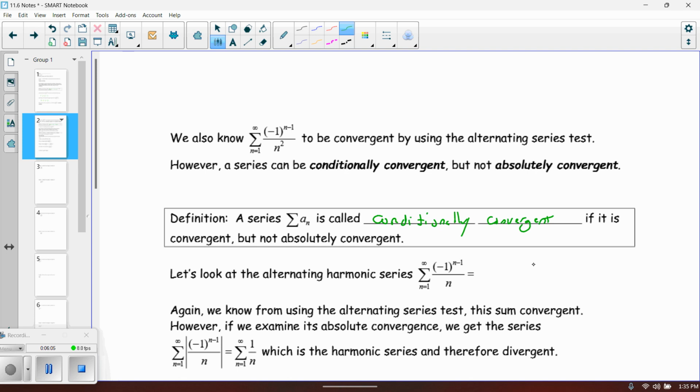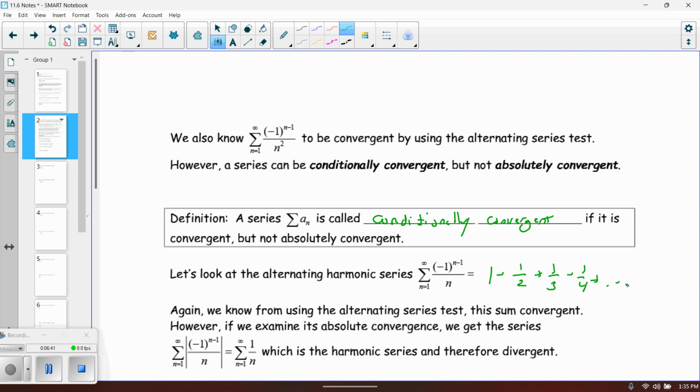Let's look at the alternating harmonic series. The alternating harmonic series is (-1)^(n-1) over n. Let's just plug some values in here. If we start with 1, you get 1 over 1, which is 1. Plug in 2, the top is now negative, so it'll be -1/2. Plug in 3, the top is positive, plus 1/3. Plug in 4, it's negative, -1/4, plus, and so on. So you can clearly see that you've got the alternating series there.